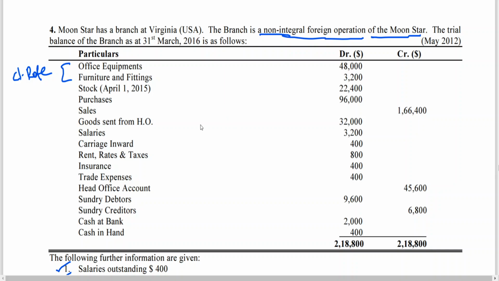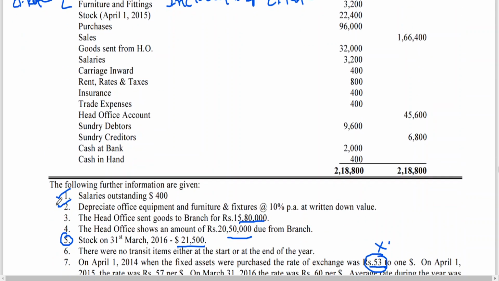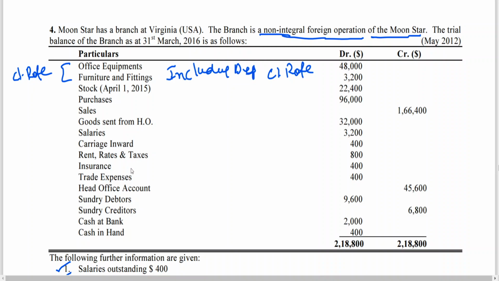The only difference so far, from whatever we have done for integral and non-integral, is that assets including depreciation are converted at the closing rate. That's it. So instead of wasting your time, salaries outstanding is to be added, like adding wages in the last problem. Here salaries come to 3,600 and we will write outstanding salary. The assets we are splitting, assets separately and depreciation separately. Outstanding salary uses the closing rate.